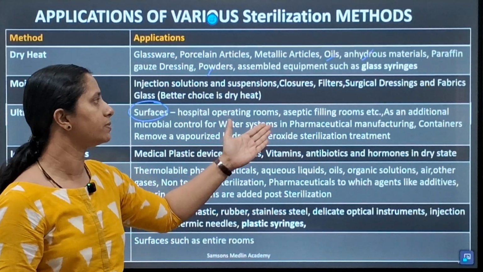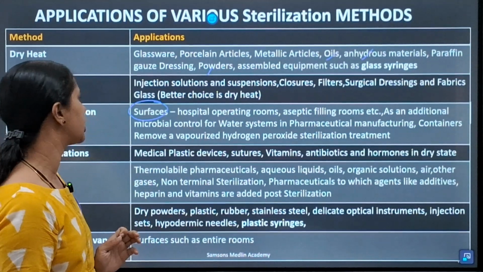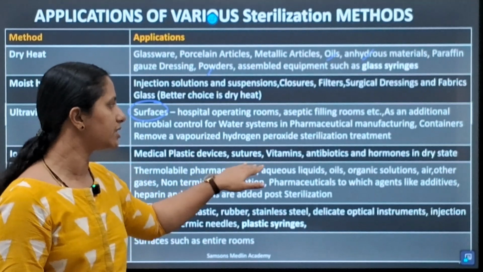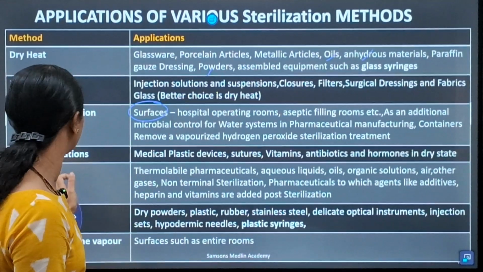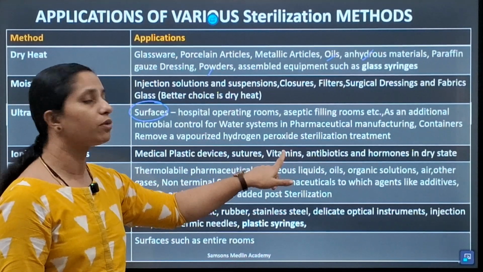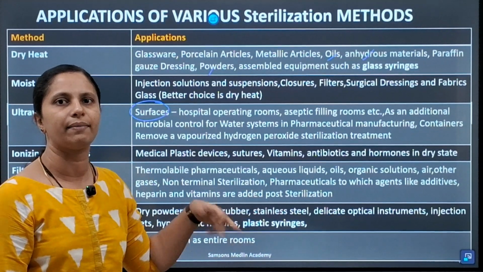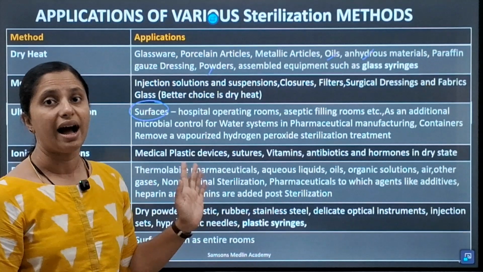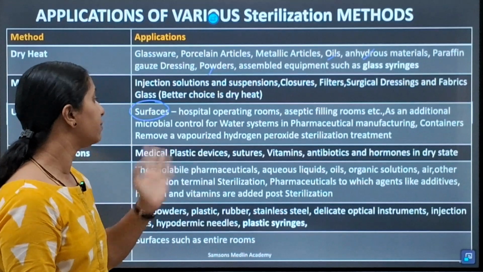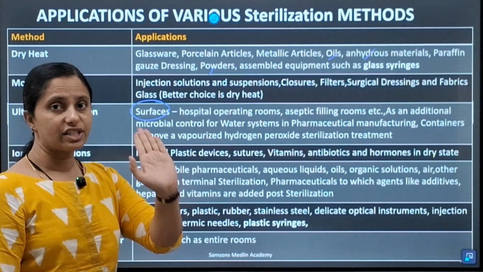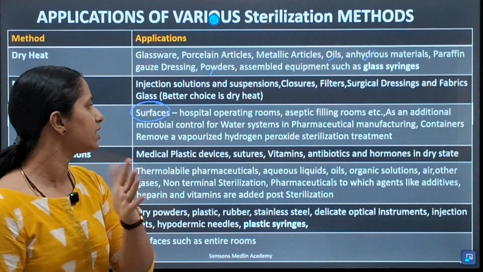Surfaces like hospital operating rooms, and vaporized hydrogen peroxide. Sterilization by ionizing radiations: sutures, vitamins, antibiotics and hormones in dry state. How do we remember? These compounds, vitamins, hormones, etc., are thermolabile. If we sterilize them by heat methods, they are heat sensitive and may get degenerated. So we can use ionizing radiation for the sterilization of vitamins, hormones, antibiotics, etc. Remember, ionizing radiation is used for the sterilization of plastic devices, sutures, vitamins, antibiotics, hormones, etc.